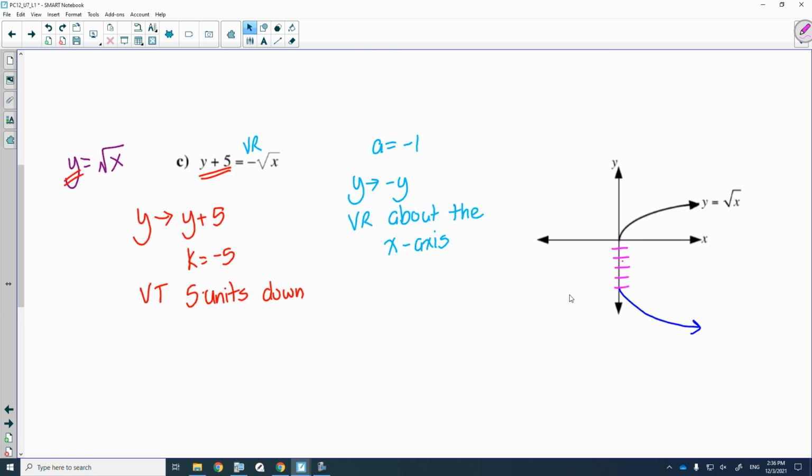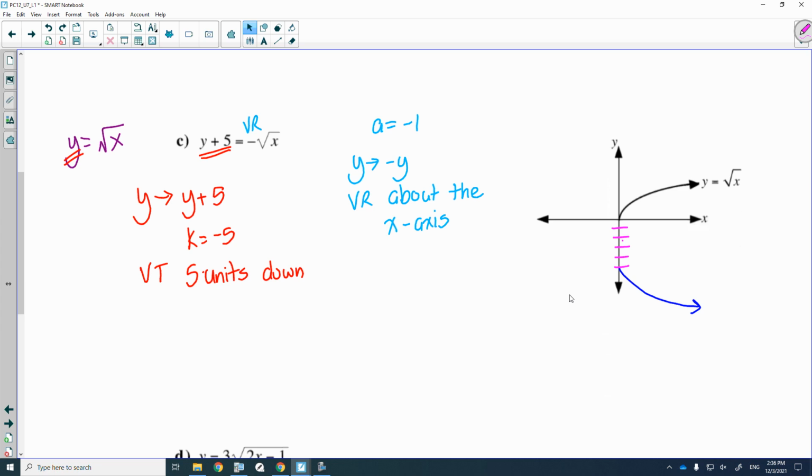You need to be able to list again the domain and range of this graph. The domain, if you look at the radicand, it's just x. Set the radicand greater than or equal to 0 and solve for x. That will give you the domain. So the domain of that blue graph is x is greater than or equal to 0.